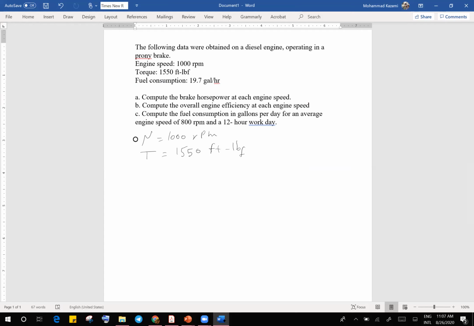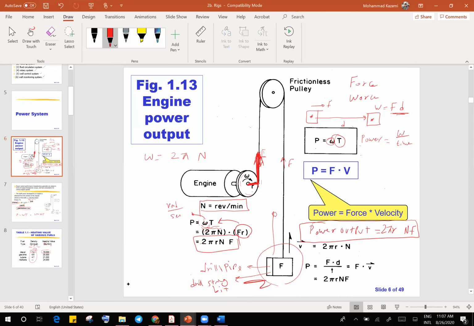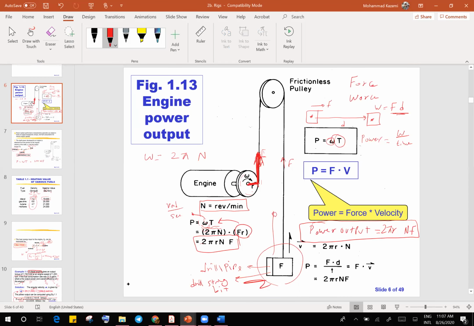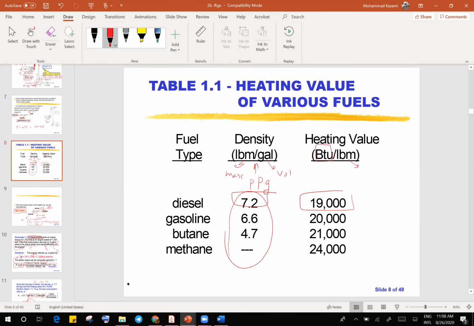Fuel consumption. So what is fuel consumption? Let me go back here to the slides. Fuel consumption relates to whatever is coming into the engine, right? So fuel provides the power for the engine. Here we have a diesel engine, and for diesel this is the table you want to refer to. It has a density of 7.2 pound per gallon, right? Is it higher than water or lower than water?